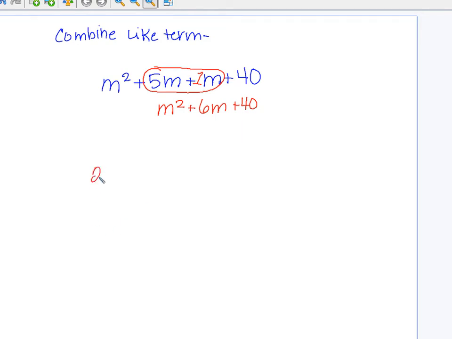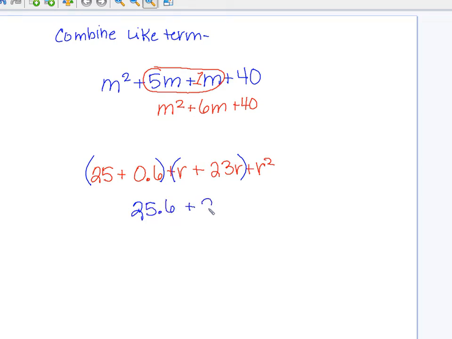Maybe one that looks like this. 25 plus 0.6 plus r plus 23r plus r squared. And then there's parentheses around here. Now still, the only thing that you can combine would actually be these two. So I'm going to take my parentheses out, and I'm going to put parentheses around these two, because that makes it easier for me. So your answer, oh, and you can combine these two as well. So it would be 25 and 6/10 plus 24r plus r squared.